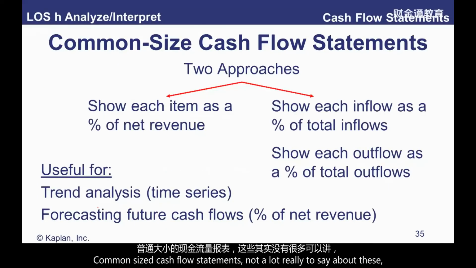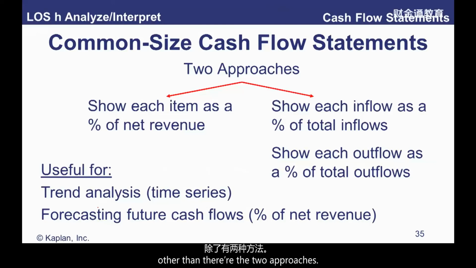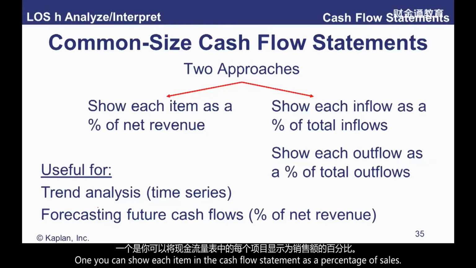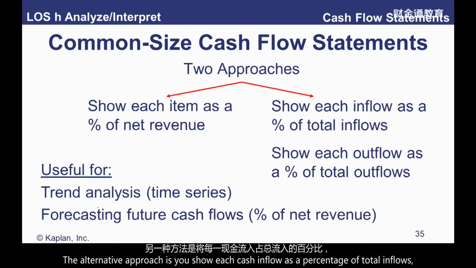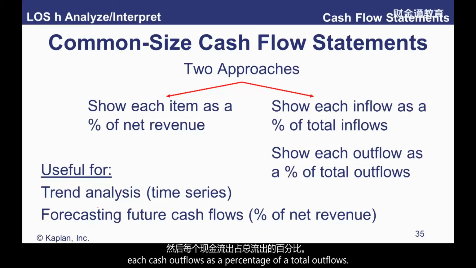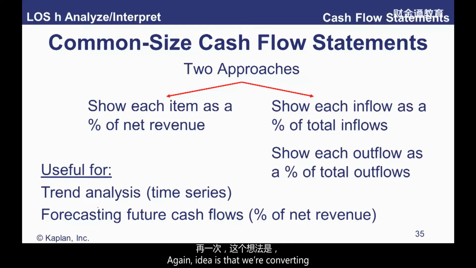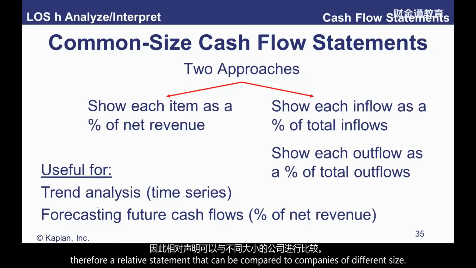Common size cash flow statements, not a lot really to say about these other than there are the two approaches. One, you can show each item in the cash flow statement as a percentage of sales. The alternative approach is you show each cash inflow as a percentage of total inflows, each cash outflow as a percentage of total outflows. Again, the idea is we're converting an absolute monetary statement into percentages and therefore a relative statement that can be compared between companies of differing size.